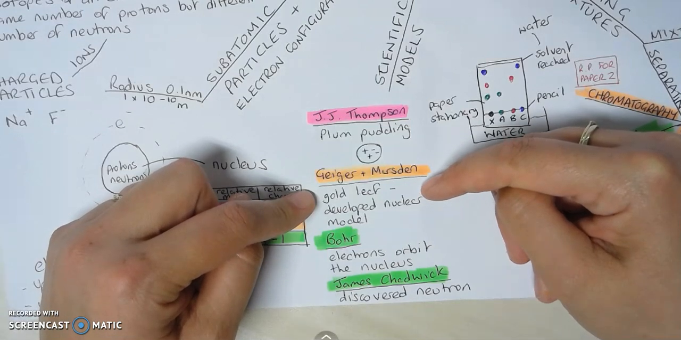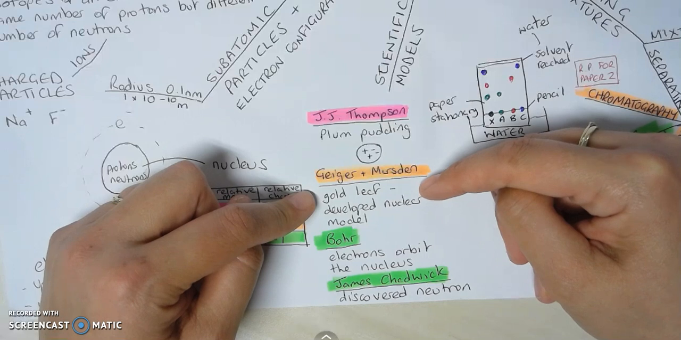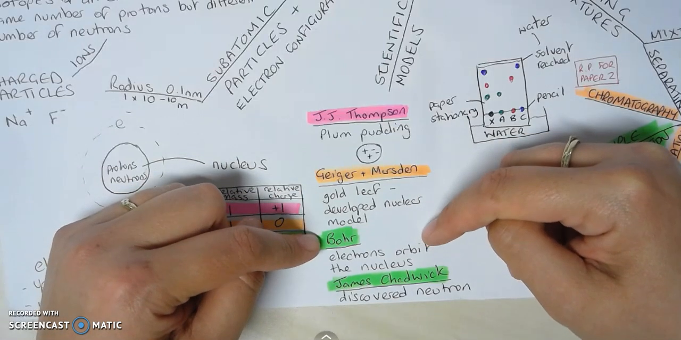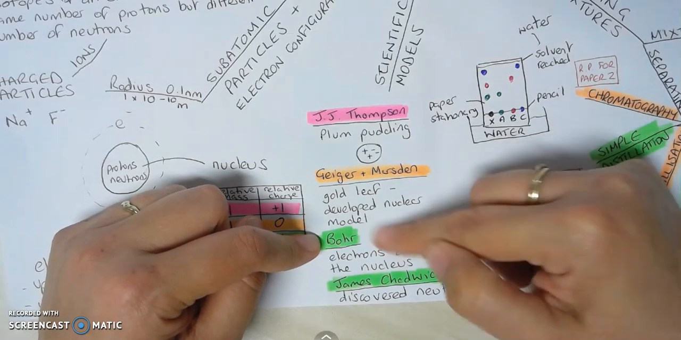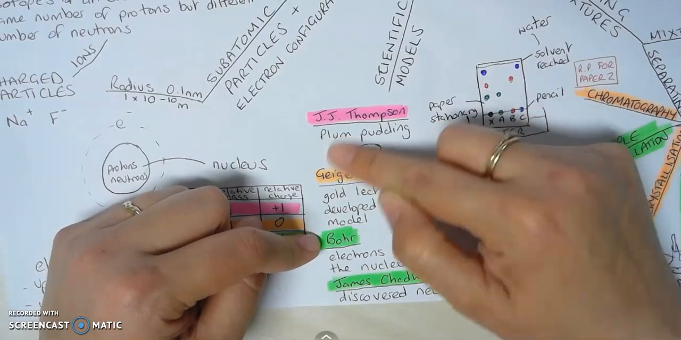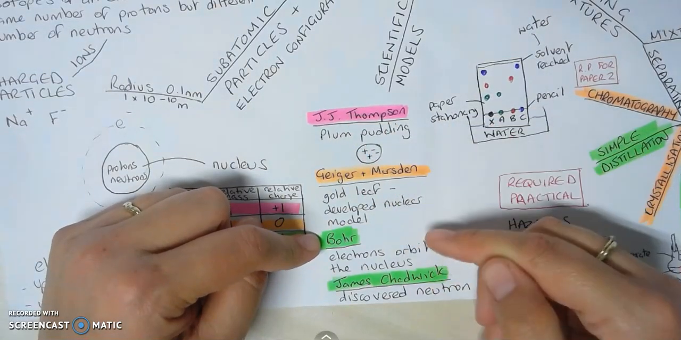So they said actually the negatives must be on the outside of the nucleus, and that's where they came up with the nuclear model. Then we had Niels Bohr, who I always think of as Boring Bohr, because he discovered electrons orbiting the nucleus. And if you just think about orbiting the nucleus, it's quite boring watching them going round and round.